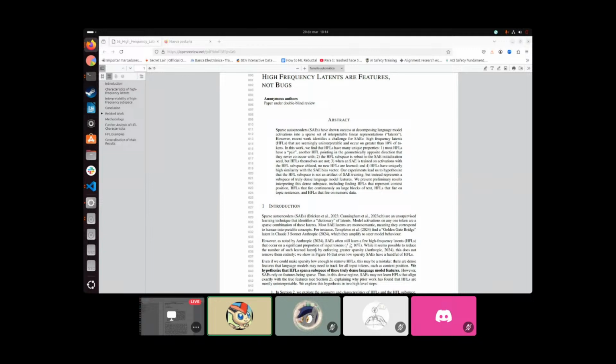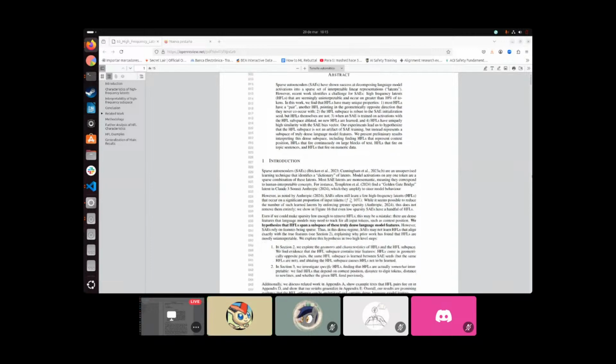Our experiments lead us to hypothesize that the high-frequency latent subspace is not an artifact of sparse autoencoder training, but instead represents a subspace of truly dense language model features. We present preliminary results of interpreting this dense subspace, including finding high-frequency latents that represent context position, high-frequency latents that fire continuously on large blocks of text, high-frequency latents that fire on topic sentences, and high-frequency latents that fire on numeric data. Okay, I'm curious why, if they figure out those things, they are not interpretable, but we'll see.